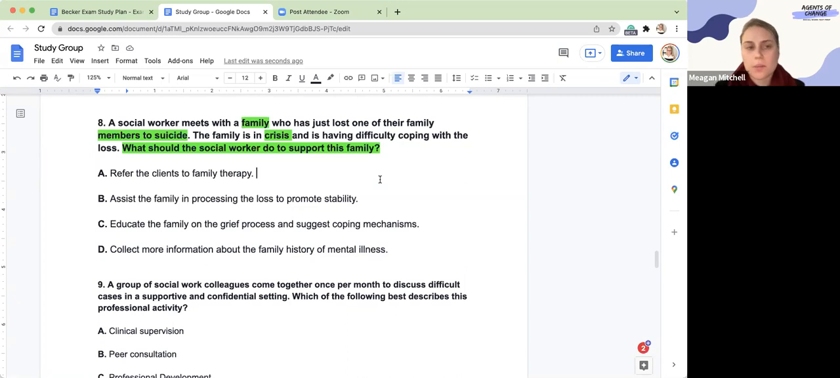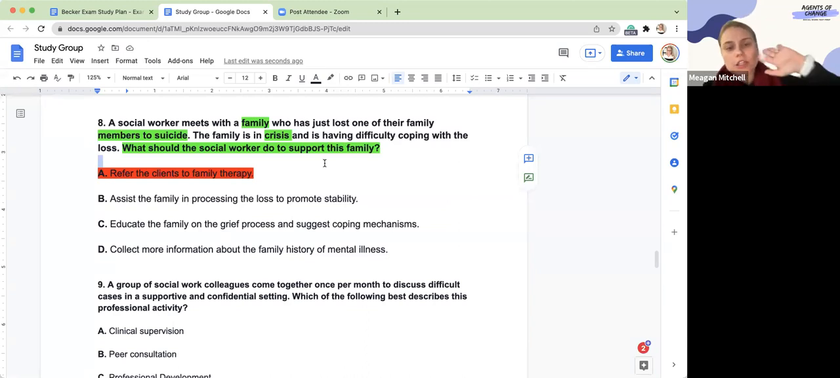Let's start eliminating. Why would we not refer them at this point? They might need family therapy. Is that meeting the client where they're at? If we're like, you're in crisis, go to a family therapist, that might be necessary down the road, but when they're in crisis, you're not just going to refer them out. That does not meet them where they're at. It doesn't stabilize them. They're in crisis.